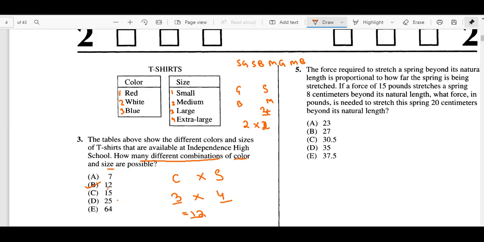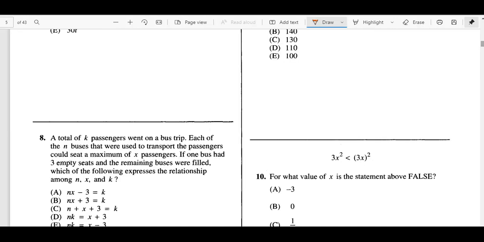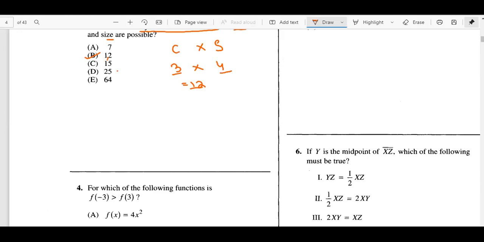So, are you clear with this part? Yes, ma'am. Okay. Please stop me there and then, okay? All right. Fourth question. Okay.